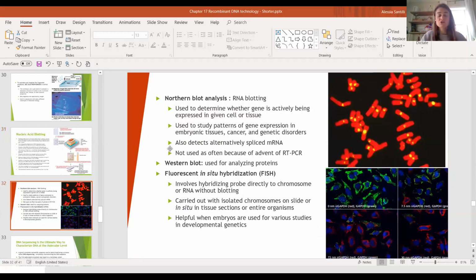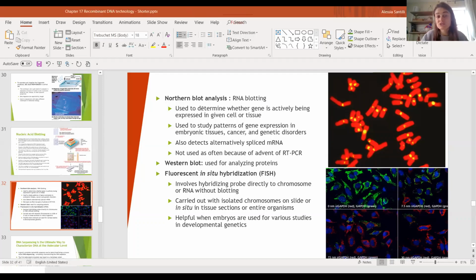So Northern blot analysis is the RNA blotting. It's used to determine whether the gene is actively being expressed in a given cell or tissue. So we can find a given tissue, or even a cell during a specific time of development. So specific localization, specific timing. I get its mRNA, basically the genes that they have expressed, allow them to run on a gel, and then transfer them over to a filter. It's used to study patterns of gene expression in embryonic tissue, cancer, and genetic disorders. It also detects alternatively spliced mRNA.